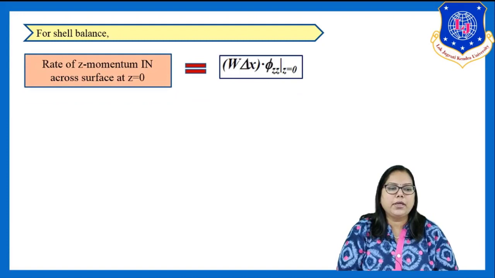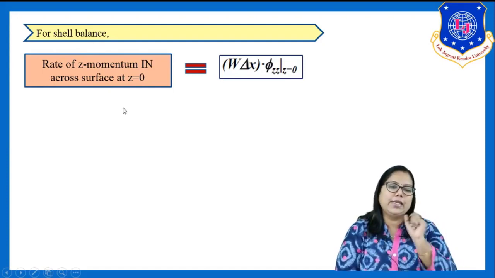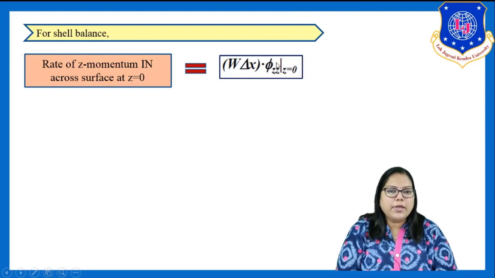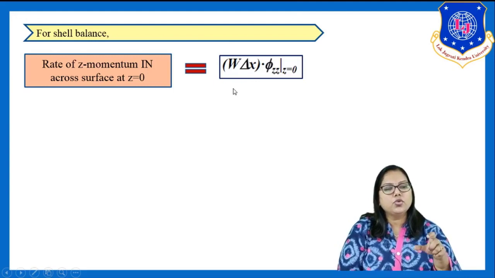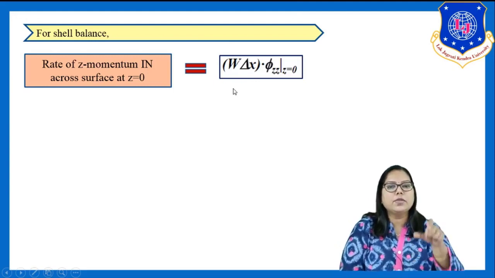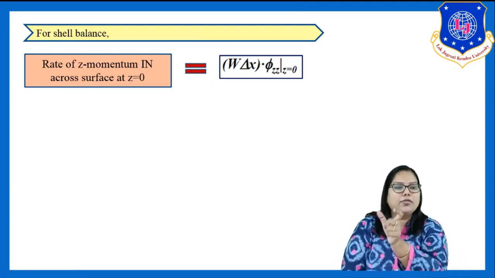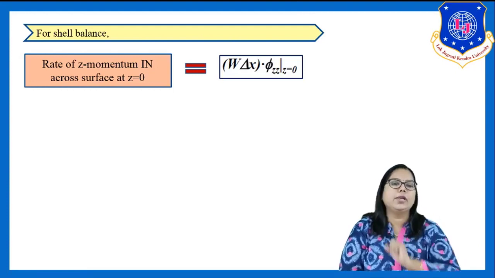Rate of z momentum in across the surface at z equals 0 will be W delta x phi zz at z equals 0. Now, what is rate of momentum? It is the momentum flux into the area. This is the momentum flux phi zz, and this is the area. How can we write this? W delta x. If you are looking from the z direction, the area of that plate will be W into delta x.